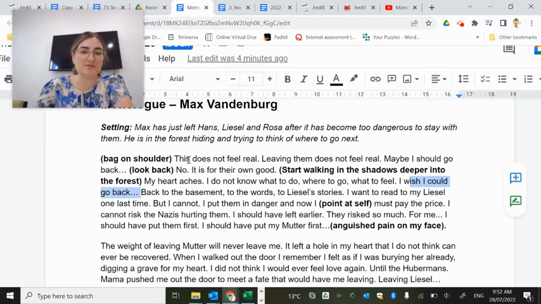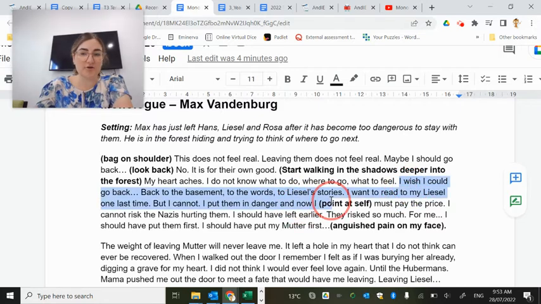So you can tell that Max here is feeling really uncertain about his choices, that things have changed so rapidly for him. He says, this does not feel real. Leaving them does not feel real. So he's struggling to grasp his reality. Maybe I should go back is showing that self-questioning, showing that he might be uncertain about the choices that he's made. You've got some short sentences. No. Okay. That there is him talking to himself in his thoughts going, no, I can't do that. That's silly. This is for their own good. So varying those sentences is really important.